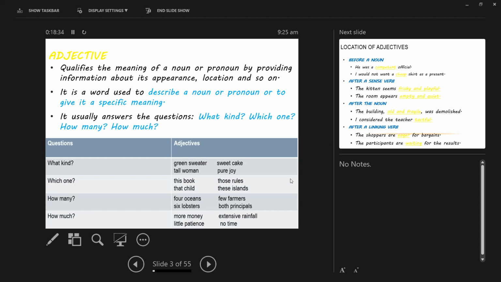It is a word used to describe a noun or a pronoun or to give it a specific meaning. Let's say there are many books on the shelf, as you can see there. However, if I ask you to bring me a book, definitely you're going to ask me which book I am pertaining to. Now, to make it more specific, I need to use more adjectives in order for you to identify which book I am asking you to bring me.